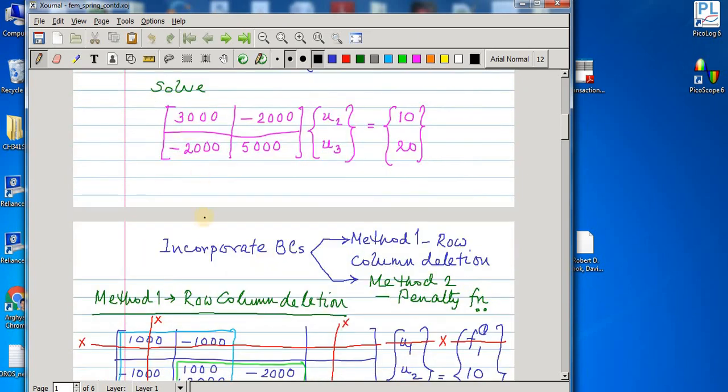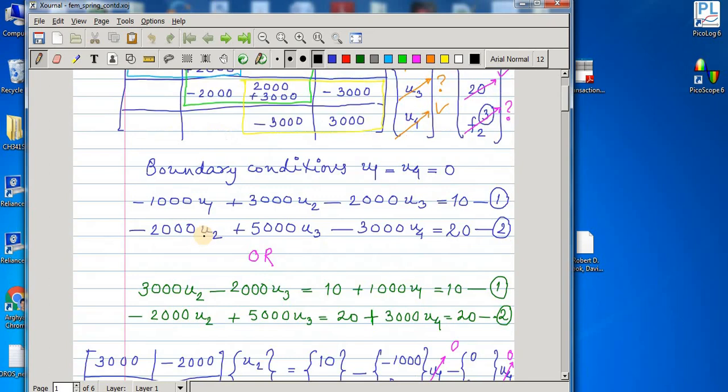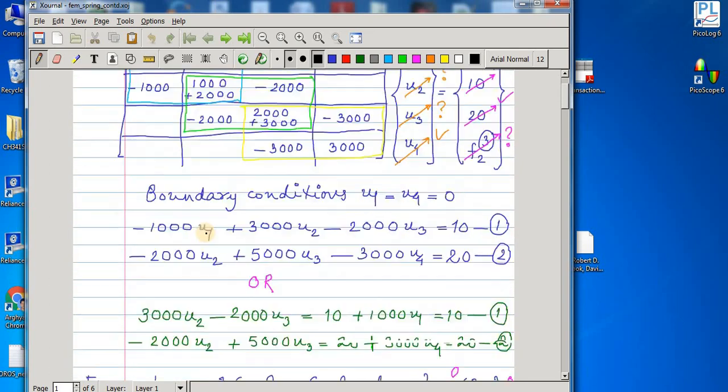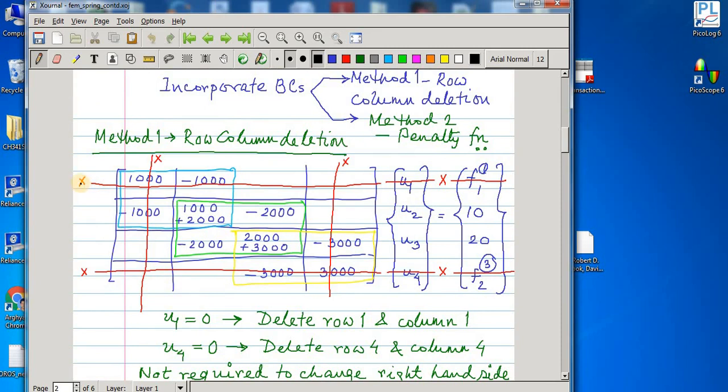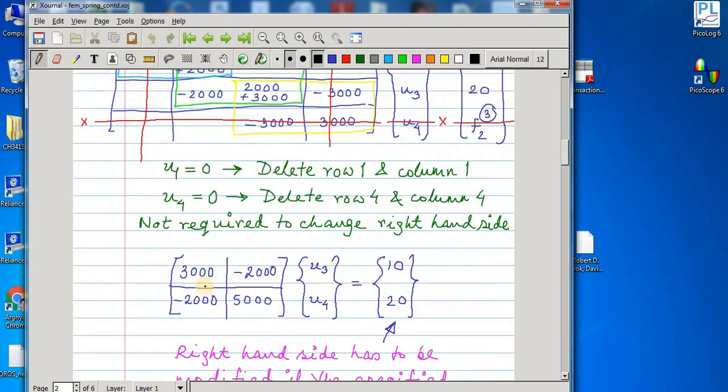This method of incorporating the boundary conditions is known as the row column deletion method. Since the displacements at the first degree of freedom, that is U1, and at the fourth degree of freedom are specified, we are deleting the first row, the fourth row, the first column and the fourth column, and the remaining elements of the system stiffness matrix we are taking like this.